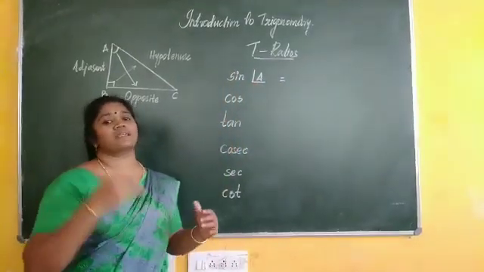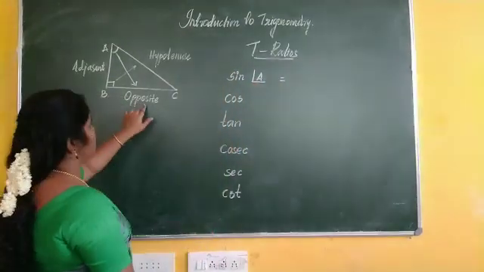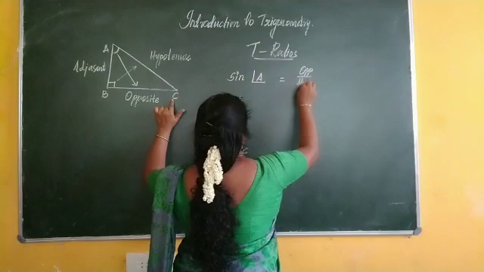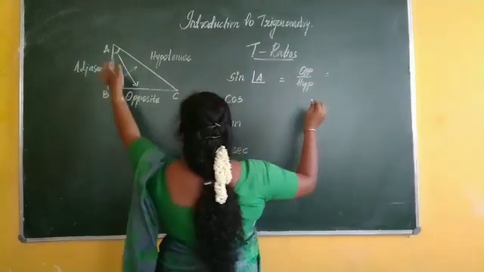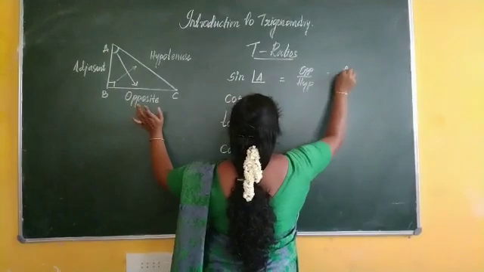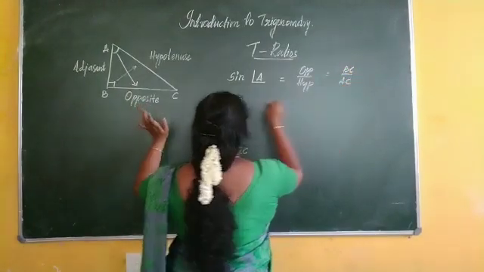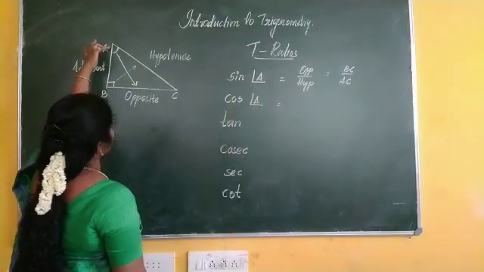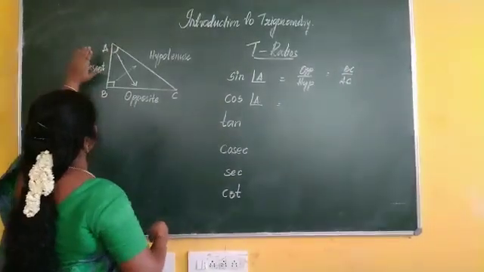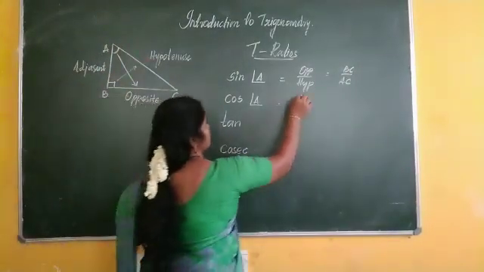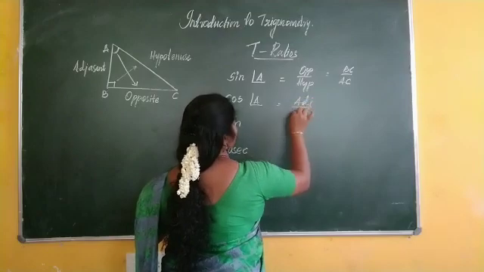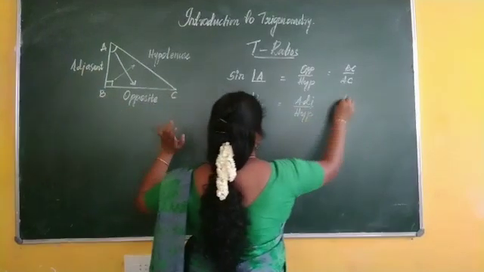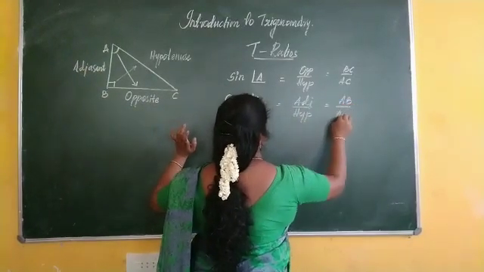Sine is nothing but opposite by hypotenuse. Which is opposite? See here. Opposite by hypotenuse. So the opposite side is nothing but BC by AC. Now let's see how to calculate cos A. Cos is nothing but adjacent by hypotenuse. This is the adjacent side by the hypotenuse. So which is the adjacent side? That's nothing but AB, and hypotenuse is nothing but AC.